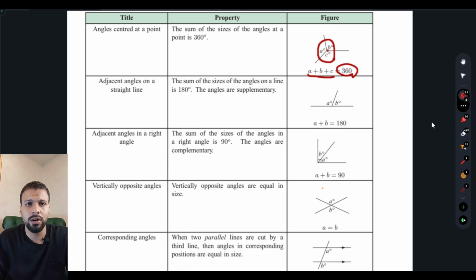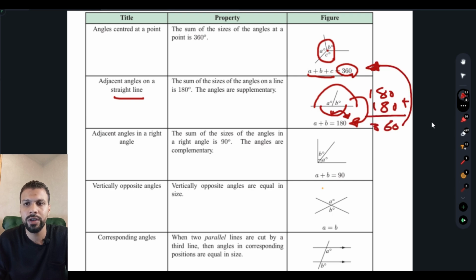Adjacent angles on a straight line. If I have a straight line like that, then this angle is equal to 180. By the proof, I have another line, which gives me another 180. So 180 plus 180 equals 360. And that gives me the same point here.